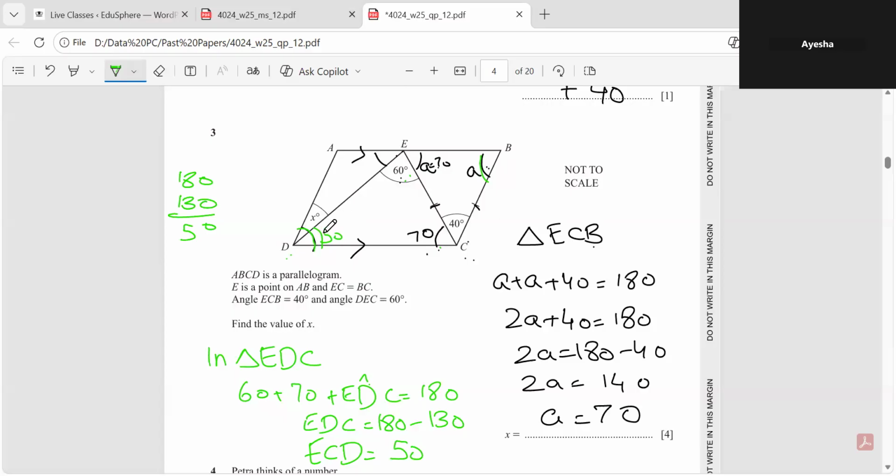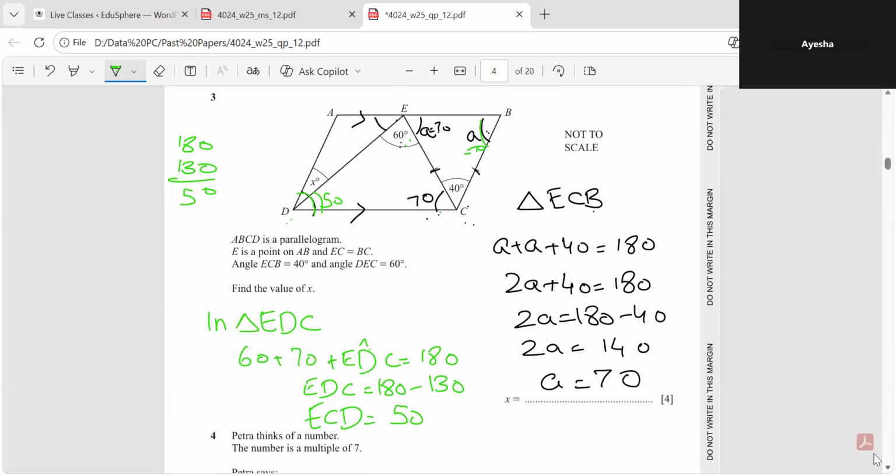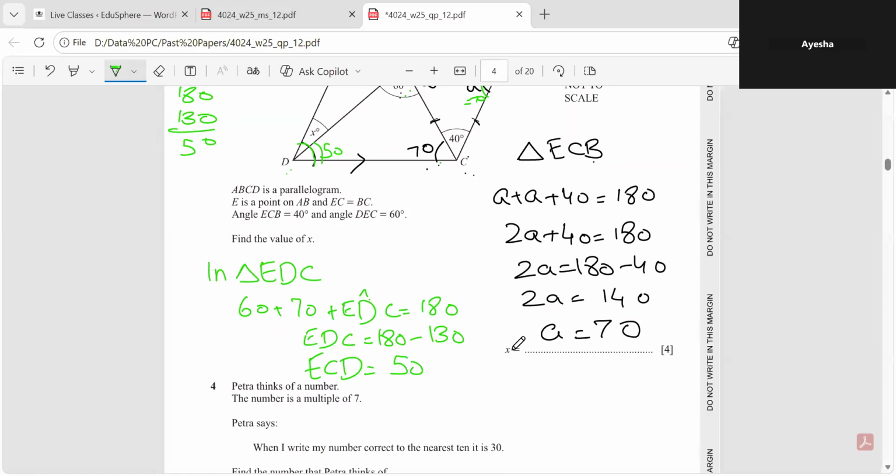So I use the property, so I will subtract, because this was 70, previously we have found. So 70 minus 50 is equal to x. So I'm going to subtract. And finally, we will write x is equal to 70 minus 50, which is equal to 20. So the final answer for this one is 20.